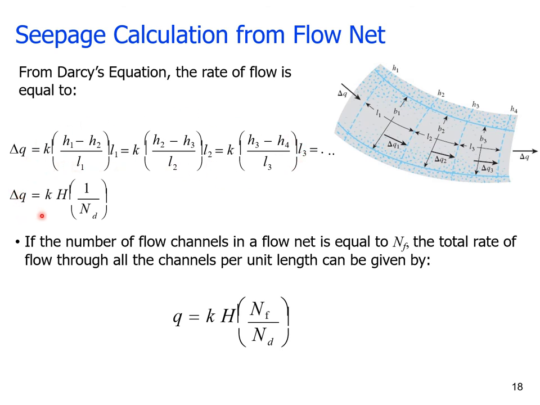Delta Q is equal to K times H times 1 over N sub D, where N sub D is the number of equipotential drops. If the number of flow channels in a flow net is equal to N sub F, the total rate of flow through all the channels per unit length can be given by Q is equal to K times H times N sub F over N sub D.